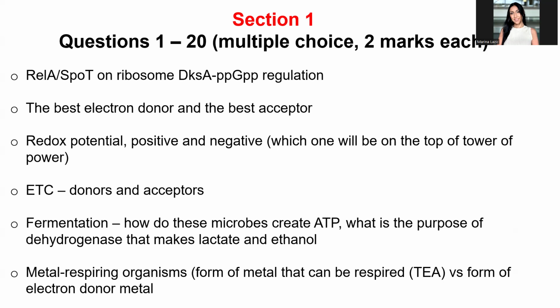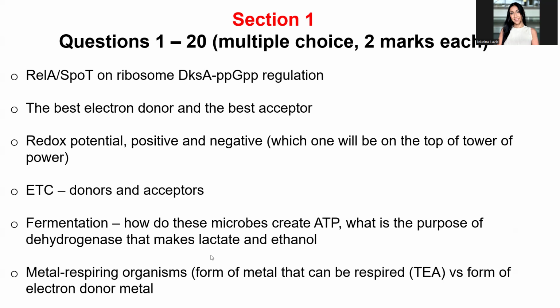Which again brings me to my next point, the electron transport chain. Who can be donor and who can be acceptor? Again, you have the tower of power, but you still need to understand. Fermentation: organisms that do fermentation, again a hint, do not have an electron transport chain. So how do they create energy? How do they make ATP? And what is the purpose of that last dehydrogenase? If you remember, from pyruvate you will get lactate or ethanol with lactate and ethanol dehydrogenase. So know what's the purpose of that step, especially based on what we talked about regarding reduction equivalents.